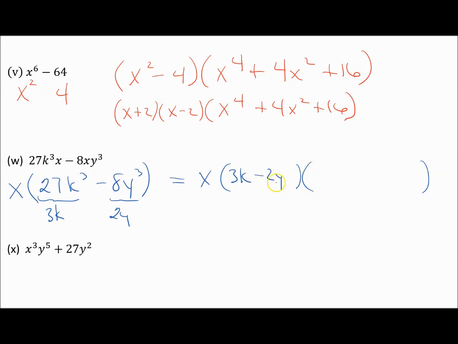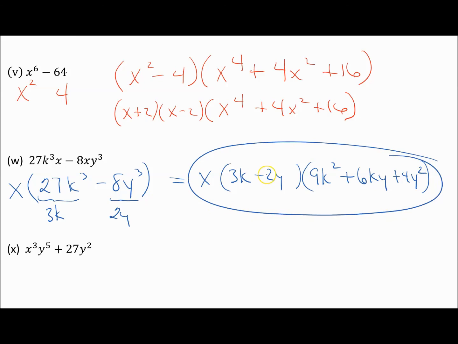Then what goes over here is the first one, which is 3k squared. Square it all. That's 9k squared. Change the sign. Multiply them together. That would be 6ky. And square the last one. So 2y all squared is plus 4y squared. That is completely factored. And for our very last problem, is there a greatest common factor?